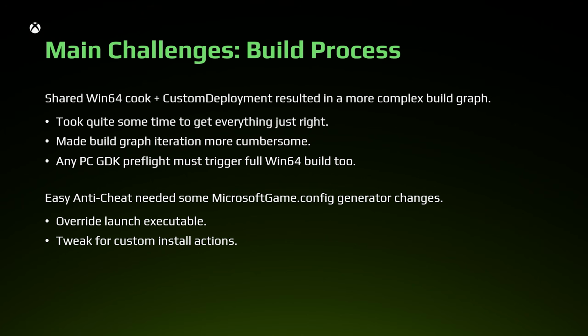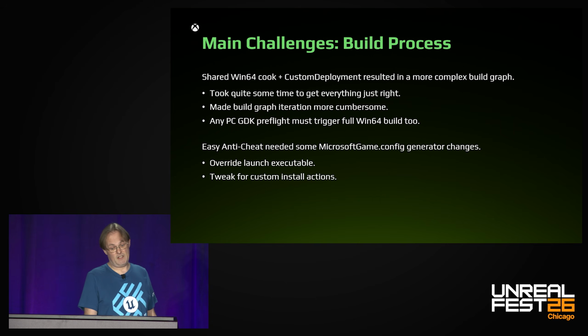We had a few challenges along the way. This shared Win64 custom deployment setup did result in a much more complicated build graph. It took quite some time to get everything just right, and it did make build graph iteration a lot more cumbersome. And even today, any PC GDK pre-flight has to trigger a full Win64 build too because of that cook dependency chain. Easy Anti-Cheat needed a couple of Microsoft Game config generator changes to override the launch executable to launch the Easy Anti-Cheat bootstrapper, and a little tweak for custom install actions.